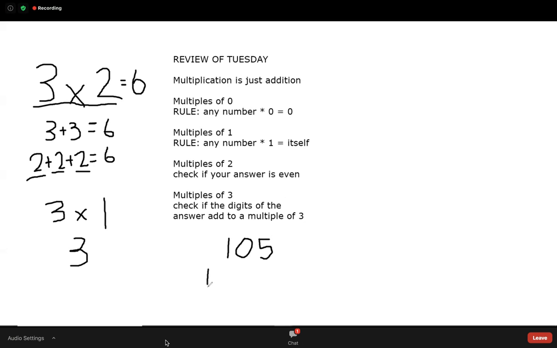Okay. So let's try this out. To figure it out, we would add up these digits together. So the digits are the 1, the 0, and the 5. So what we're going to do is we're going to do 1 plus 0 plus 5. So really, we're doing 1 plus 5, and 1 plus 5 is 6. And we know from the last problem that 6 is a multiple of 3. So if 6 is a multiple of 3, then 105 is a multiple of 3. So it passes our check, and the answer here would be yes.